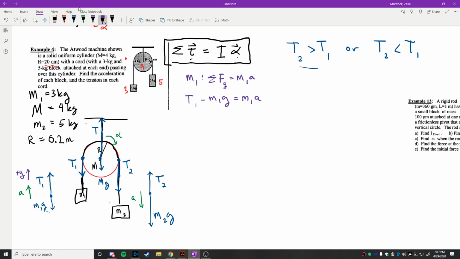And then for M2, that's one where we're going to say the sum of all forces acting in the y direction is going to be equal to M2 times its acceleration. It's accelerating downwards. That direction becomes the positive y direction for this one. So we write M2G minus T2 is equal to M2A. Now, up to this point, we haven't done anything different than we've done before. Do you guys have any questions so far?